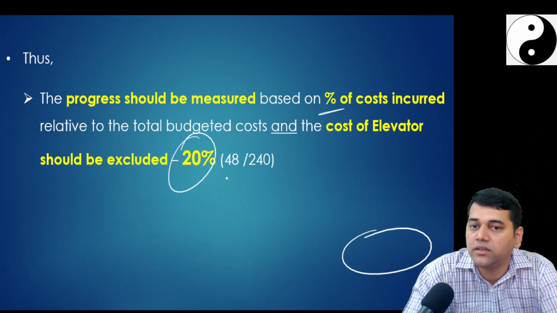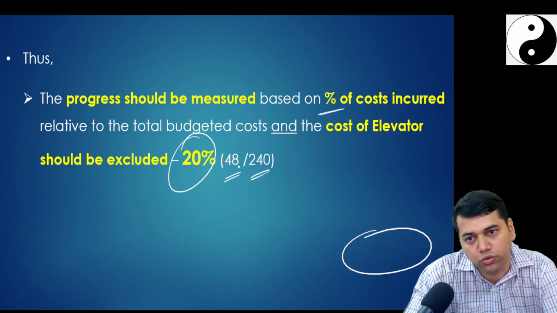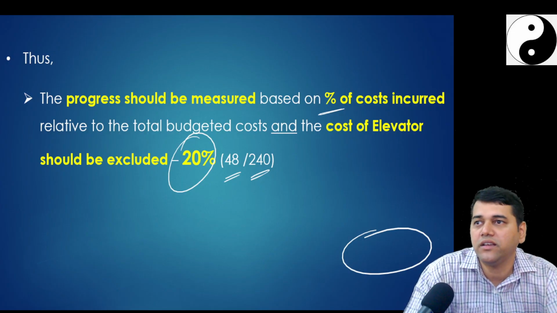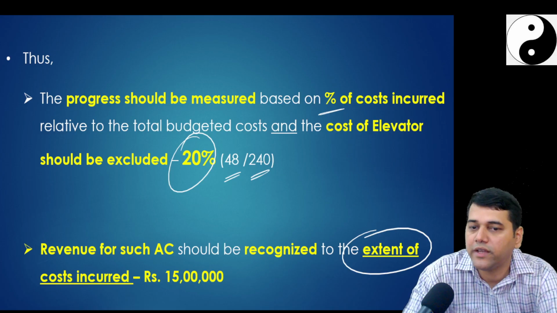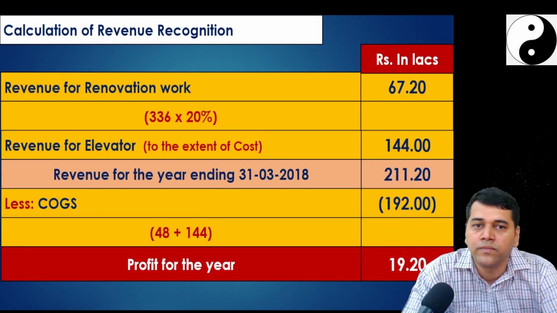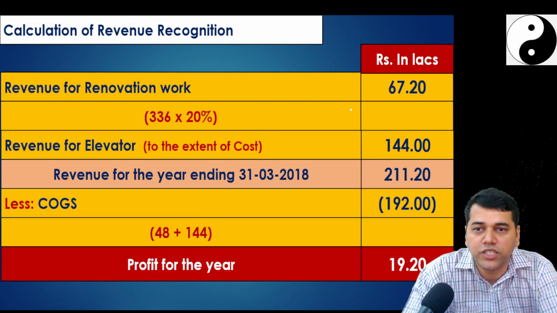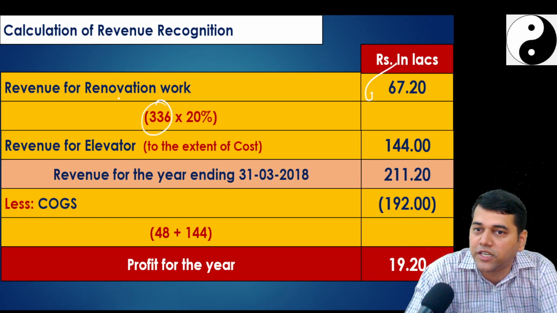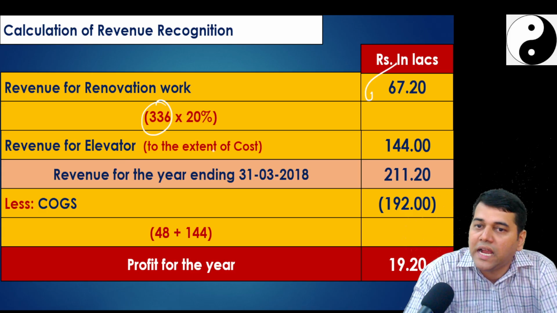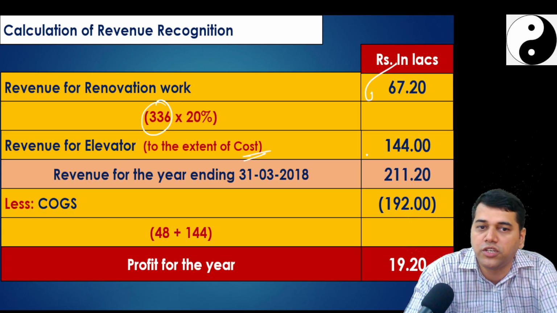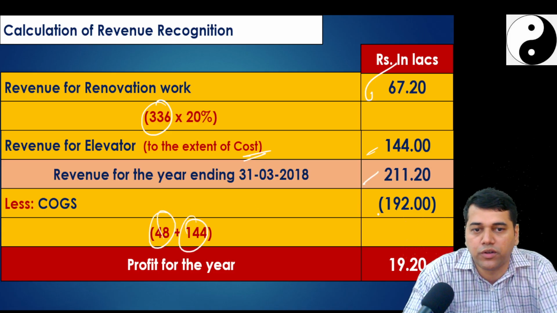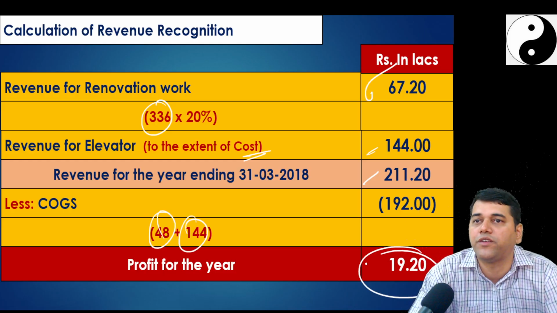20%. How did you get it? 48 by 240. This you could have done here. The number of marks are very small here. You could have done it in the straight away question also. And you are going to exclude this elevator as it is. So, revenue for the renovation work comes to 67.2. Did you get this? 336 is the renovation related work into 20% work completed, and the elevator cost to the extent of cost incurred 144, total 211. Actual cost incurred is 144 plus 148, so 19.2 will be the profit for the year.